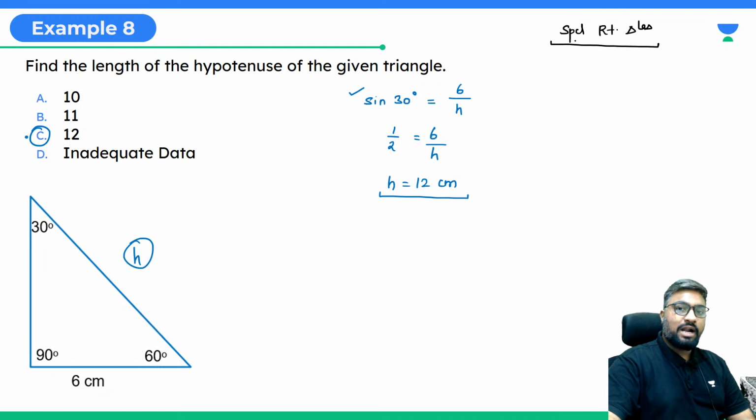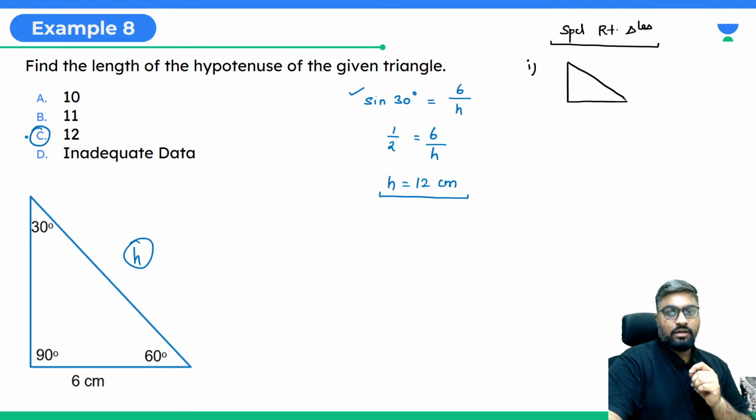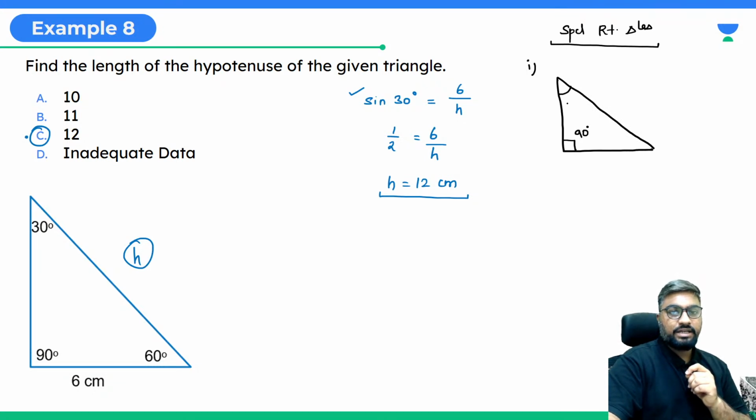Yeah. So what happens under special right triangles? There are two special right triangles. First special right triangle is called a 45-45-90. Yes. This side is 45. Let me make it a bit bigger, it will be easier for you to understand. So if the special right triangle is a 45-45-90 right triangle, this is what? Isosceles right triangle, correct?